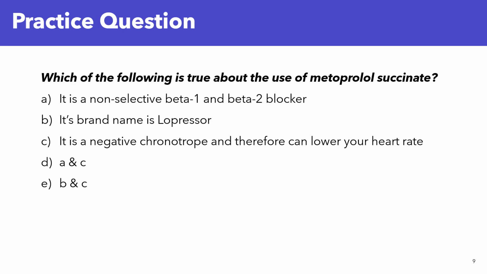Which of the following is true about the use of metoprolol succinate? A, it is a non-selective beta 1 and beta 2 blocker. B, its brand name is Lopressor. C, it is a negative chronotrope and therefore can lower your heart rate. D, A and C. E, B and C. Again, 5 seconds to write your answer in the comments below.